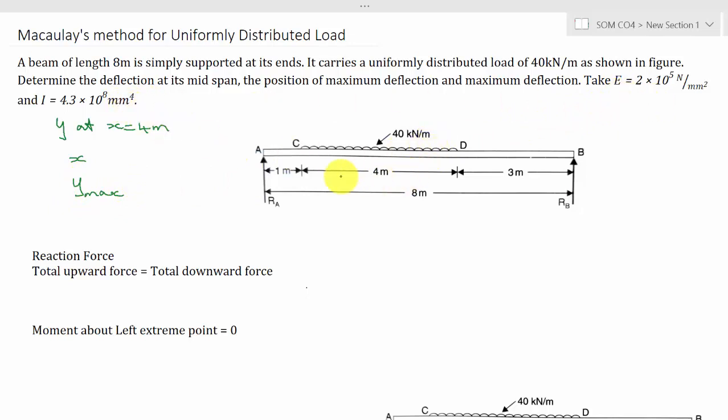Okay. So first we have to convert this uniformly distributed load into a point load to calculate the reaction force. I am going to convert this into a point load and its magnitude is 40 into 4, and it is acting at a distance of 2 meters. So 40 divided by 2 is 2 meter. So it is 80. Okay, fine. So this is my loading condition and I have the supports at the two extremes, that is RA and RB.